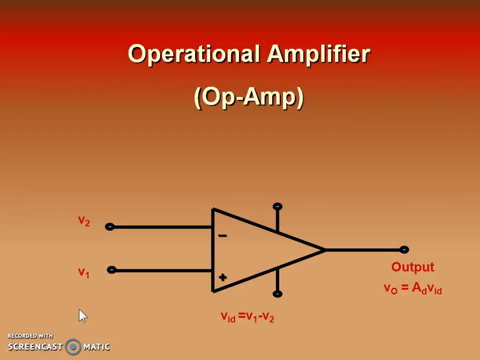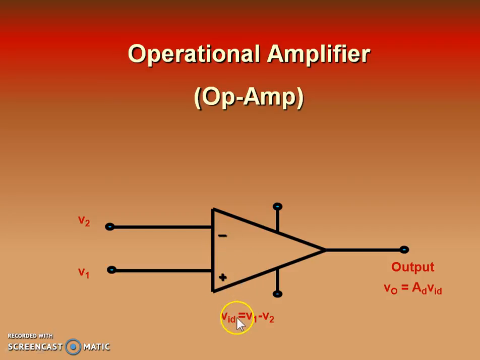Good morning, everybody. We are going to discuss the topic of operational amplifier. This is a basic block diagram of an operational amplifier which has two input terminals. This terminal is commonly known as the inverting input terminal, and this terminal is known as the non-inverting input terminal. We are giving input signals V1 and V2 to the non-inverting and inverting terminals respectively.